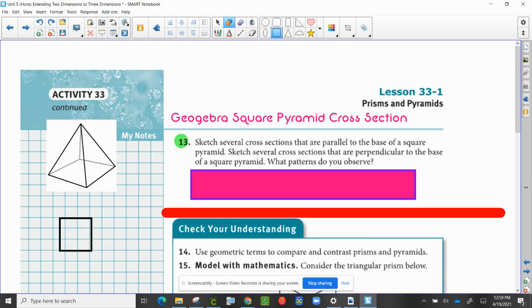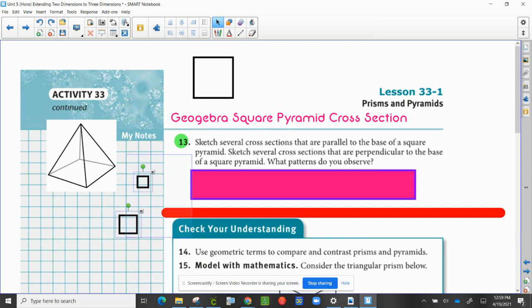Okay. Well, hopefully you picked all different sizes of squares. So again, the bigger the square, that means the closer it is to the base. The smaller the square, the closer it is to the vertex there. So that would be ones that are parallel. So let me move these up here. Little square. Oh, didn't work. So this would be an example of something parallel.